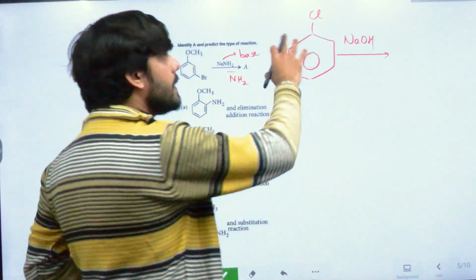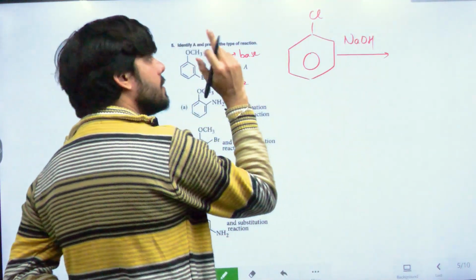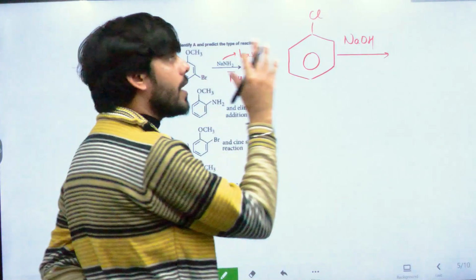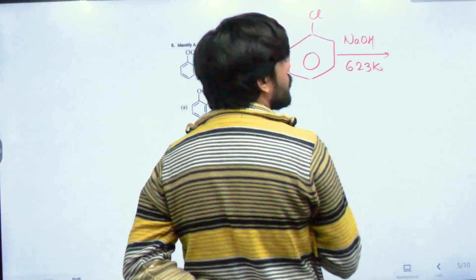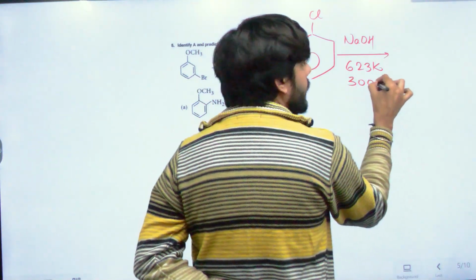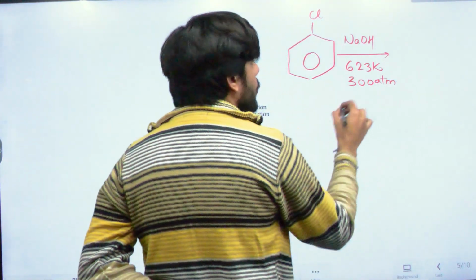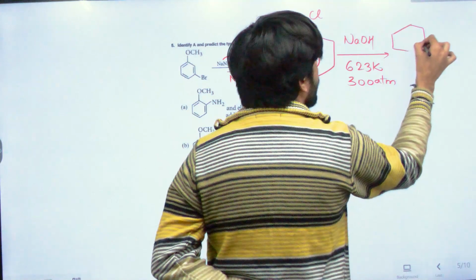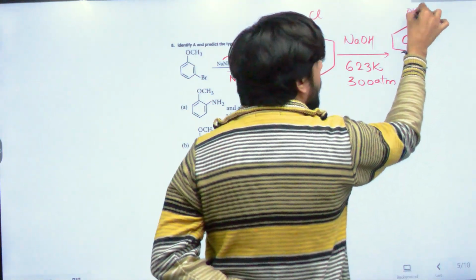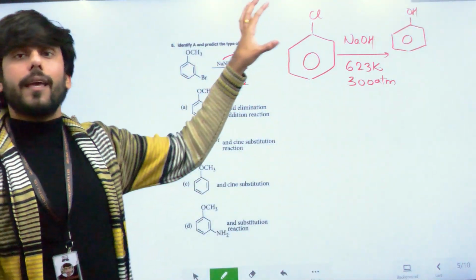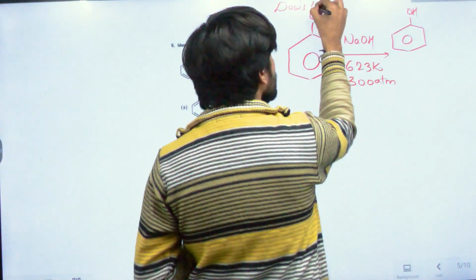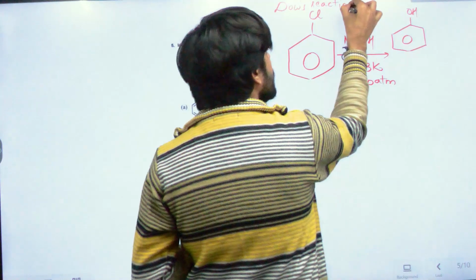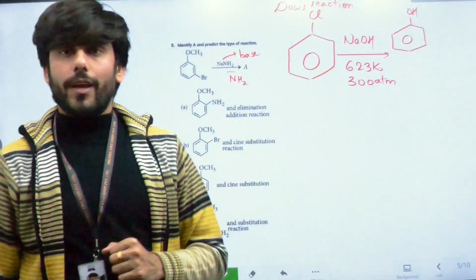So basically this substitution takes place, but under drastic conditions of temperature and pressure. You must have seen it as 623 Kelvin, 300 atm pressure, and you end up getting phenol. But my question is, what is the mechanism followed here? You must have read it, Dow's reaction.